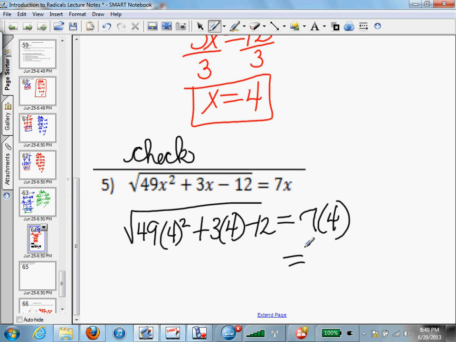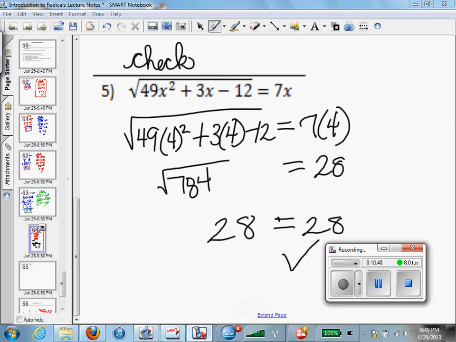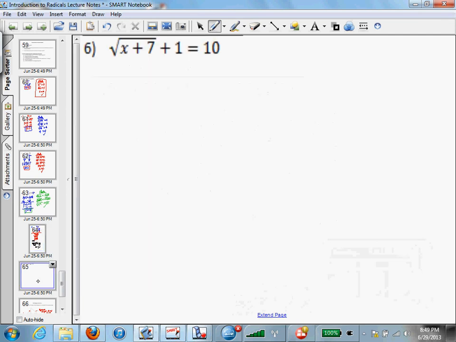Okay, on the left side of the equation, that's going to amount to the square root of 784, and on the right side it's going to be equal to 28 because 7 times 4 is 28. Okay, and it turns out 784 is a perfect square of 28, so 28 equals 28. That's a true statement, meaning that 4 is a solution to the problem set. Okay, and finally, let's conclude the video with this example, number 6.